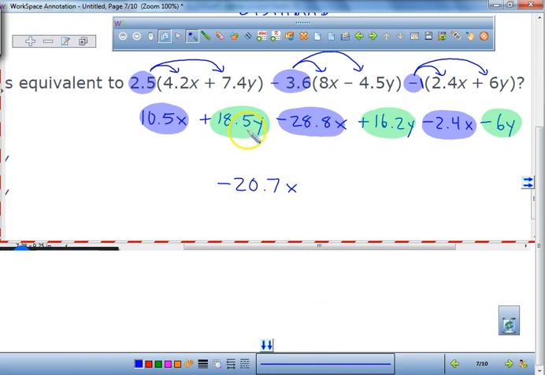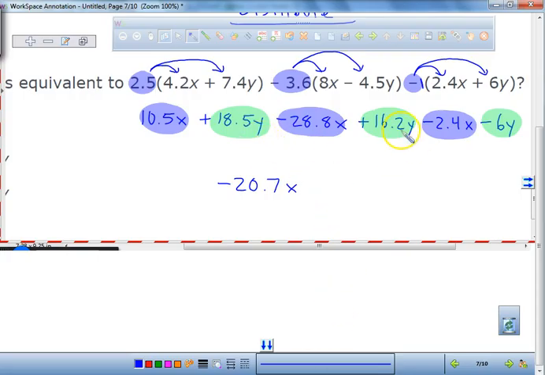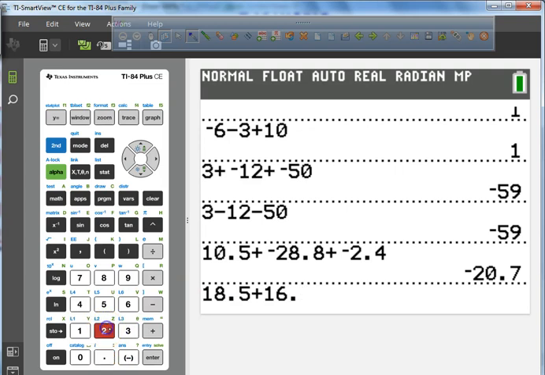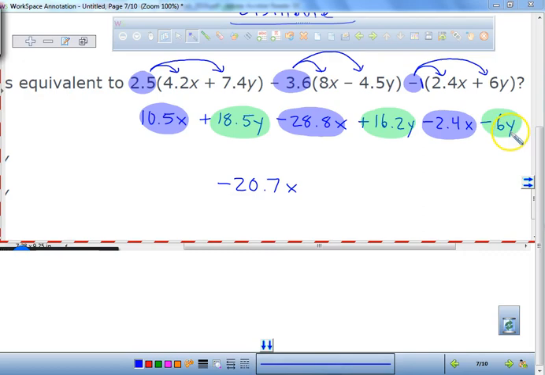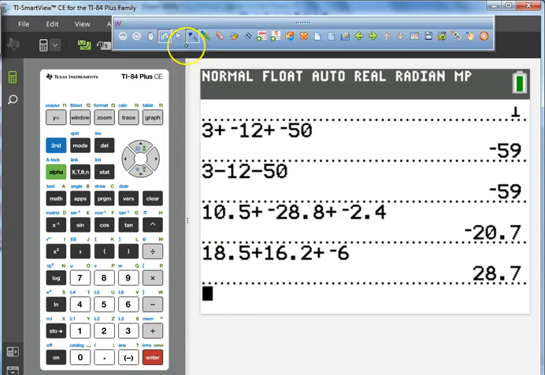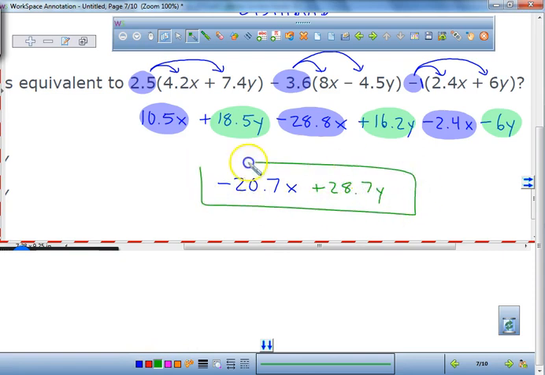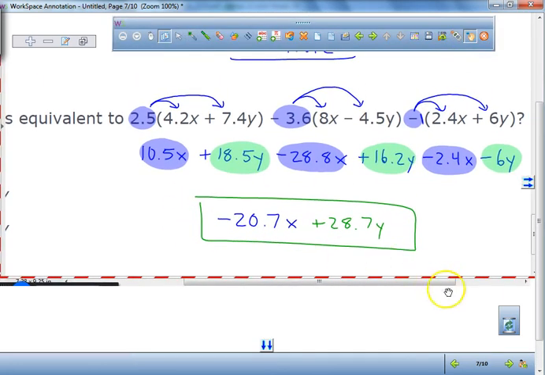All right, last thing we do before I let you guys leave, so please pay attention. We're going to take 18.5. What's the next thing we're going to add it to? 16.2y. What are we going to add that to? Negative 6. What do we get? 28.7. So we're going to put plus 28.7y. Everybody, this is your final answer to this problem. Okay?